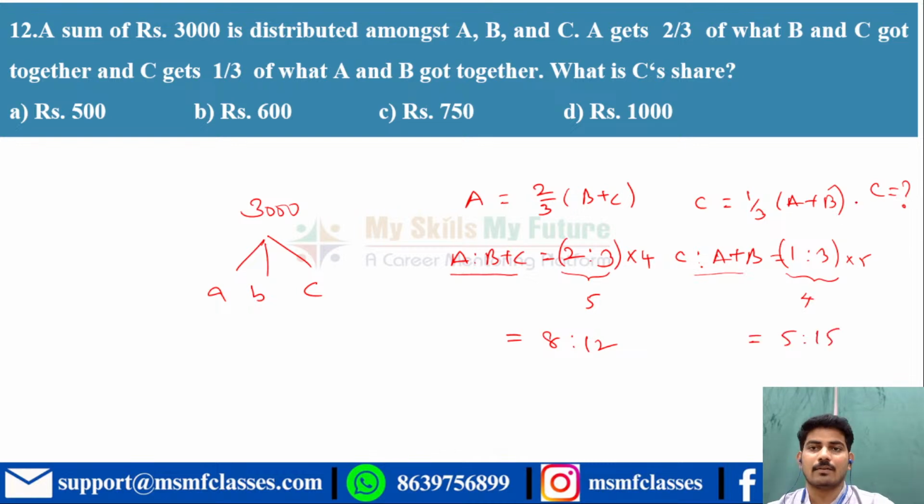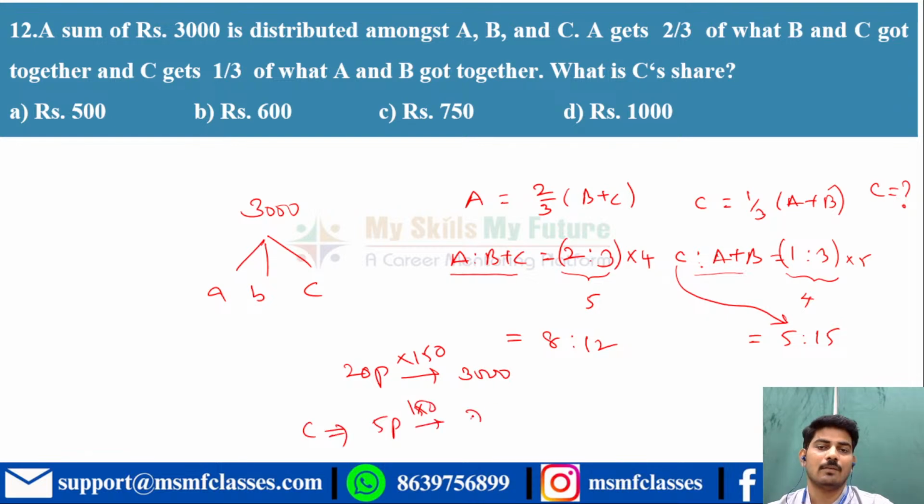So what he asked in the question is, what is the share of C? The share of C is 5 parts. So the total parts will be 20 parts. So 20 parts value we are getting as 3000. It means one part will be equal to 150. So we need to find the value of 5 parts, that is the share of C. So 5 into 150 will be equal to 750. So the share of C is 750 among the total amount of 3000.